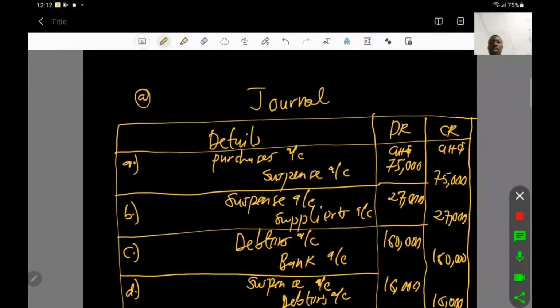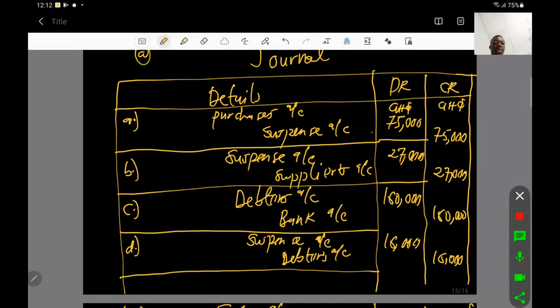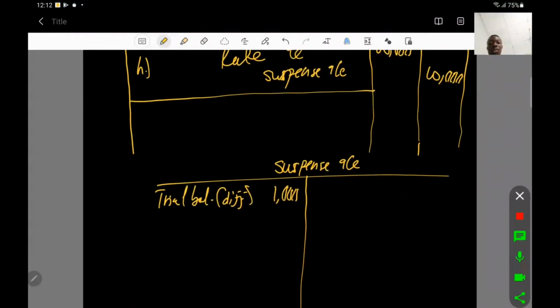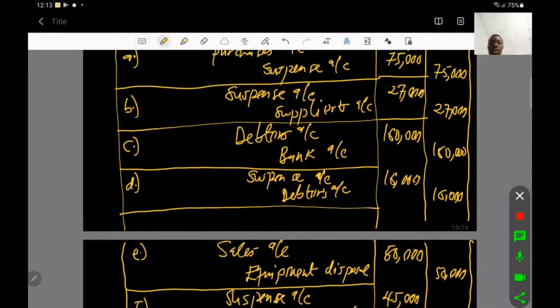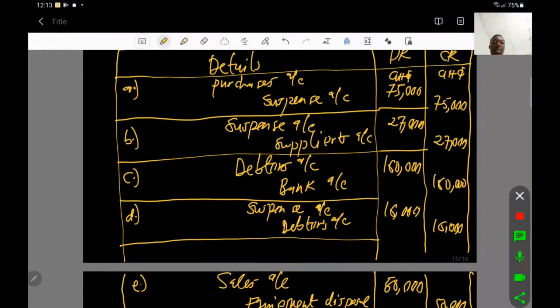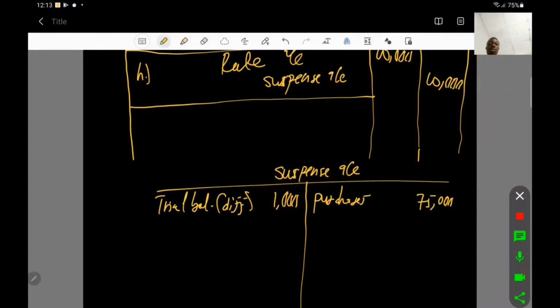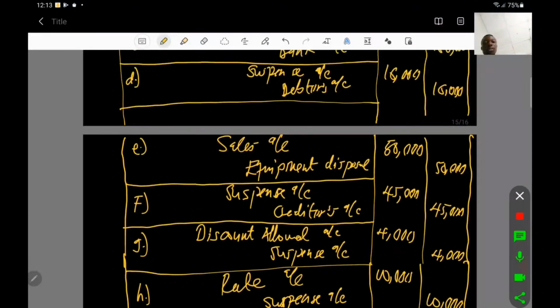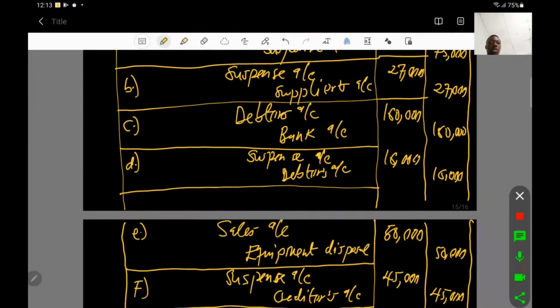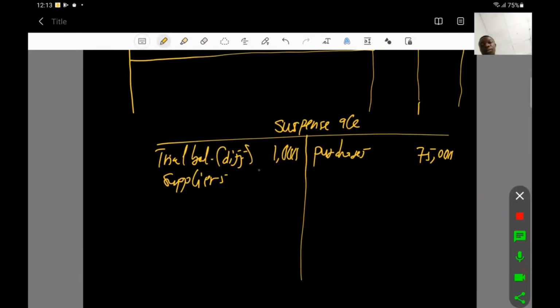So let's come to the journal. With A, I'm having a suspense at the credit side in the name of purchases, so I'll just record it on the credit side. So purchases, which is 75,000. Then you come to B, you have suspense at the debit side, in the name of suppliers, or creditors. So suppliers, and the figure was 27,000, right? So 27,000, just record.